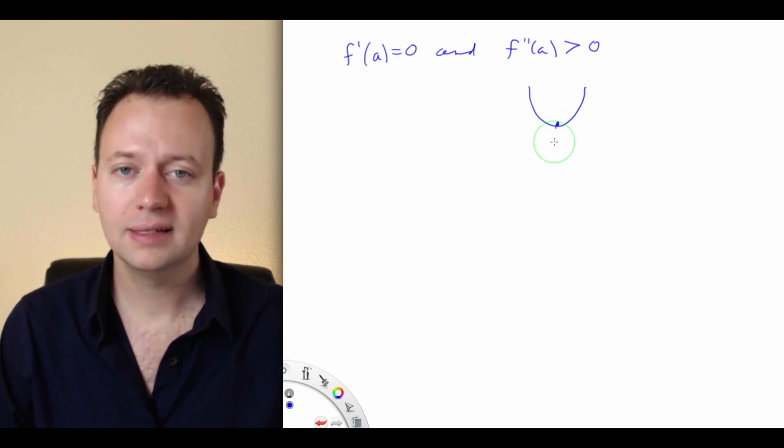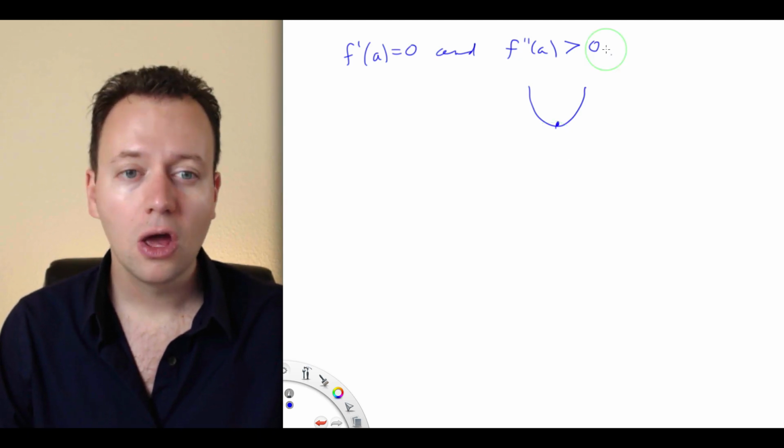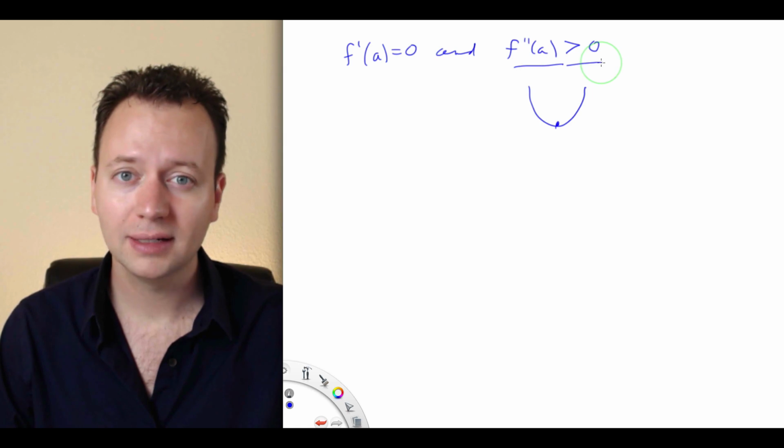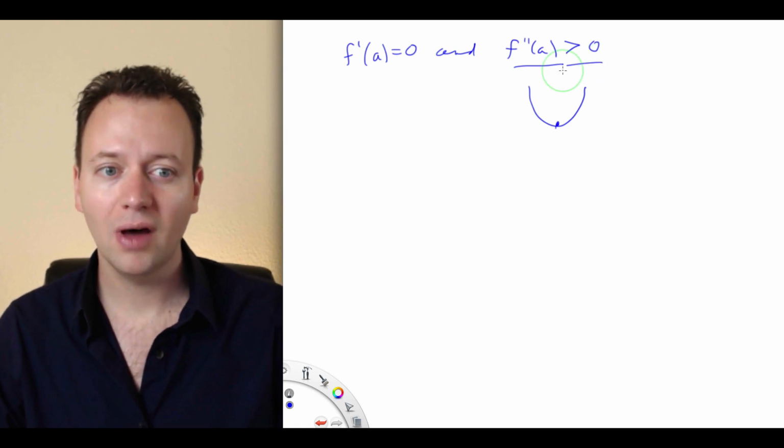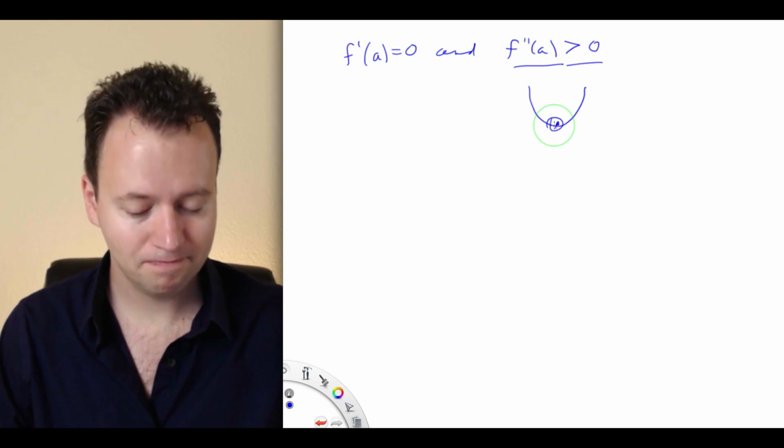The easiest way to remember the second derivative test is to think about the concavity. When f double prime is positive, the function is concave up, and if it's concave up and you have a critical point, it must be the minimum.